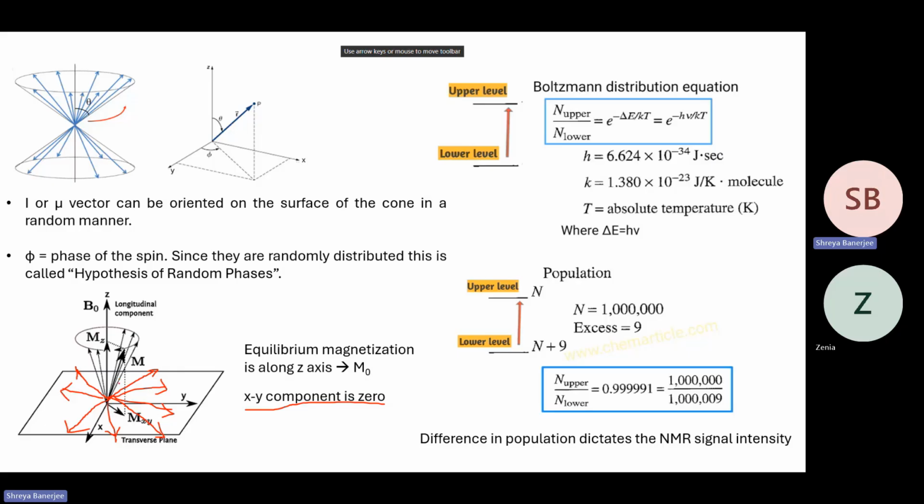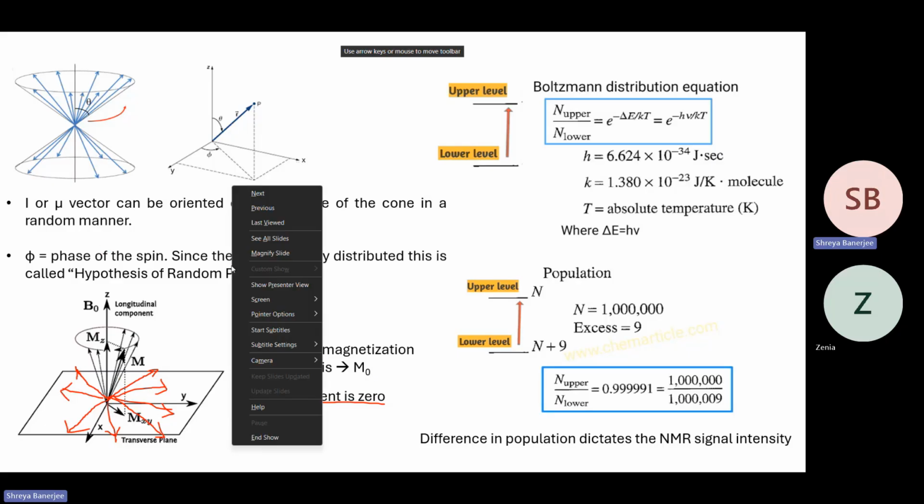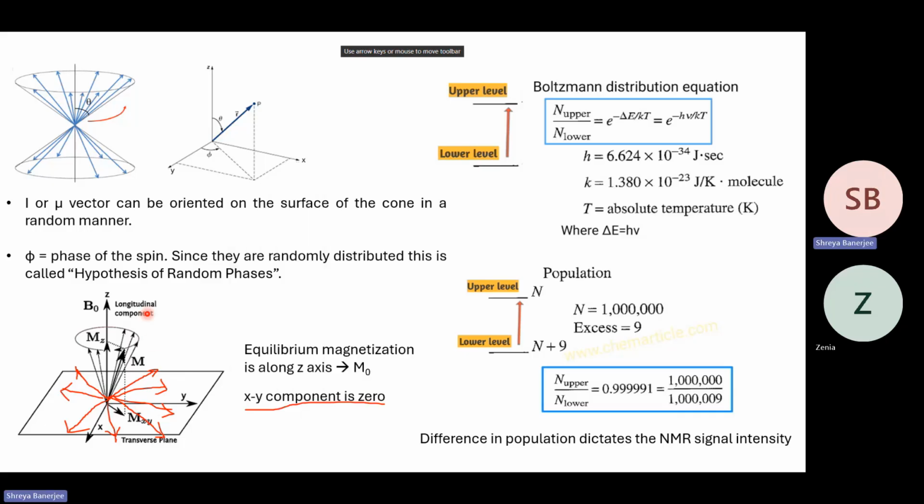So the xy component becomes 0. The net magnetization is along the z axis, and this is why we mostly consider the net magnetization being along the z-axis. This kind of random orientation of the angular momentum vectors, which leads to cancelling out of the spins, is called the hypothesis of random phases.